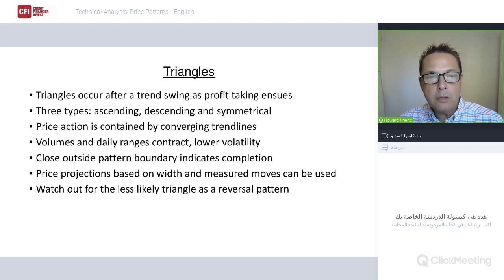So there are three types of triangles in classic technical analysis: an ascending triangle, a descending triangle, and a symmetrical triangle. So the price action is obviously contained by the converging trend lines within the triangle pattern. And obviously, once you get a break outside of the trend line, that tells you that the pattern has been completed, and we can start to come up with objectives and trading strategies in the direction of the breakout.